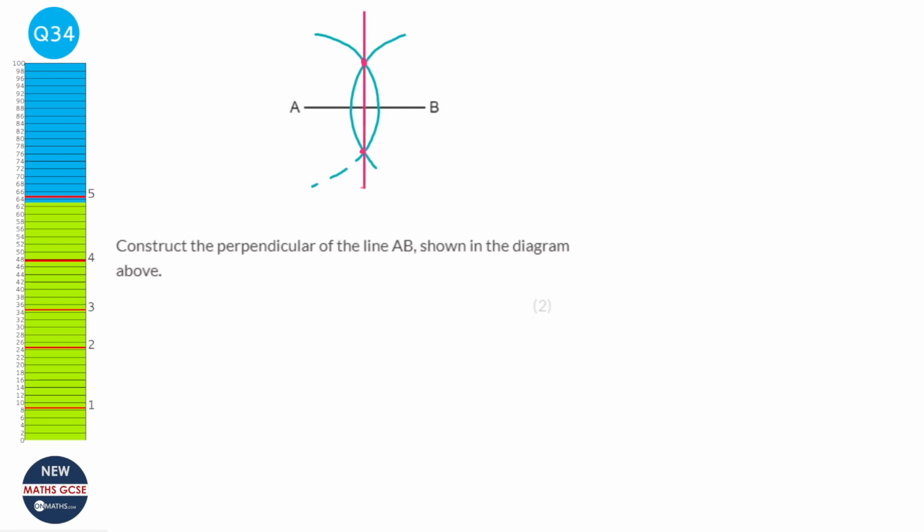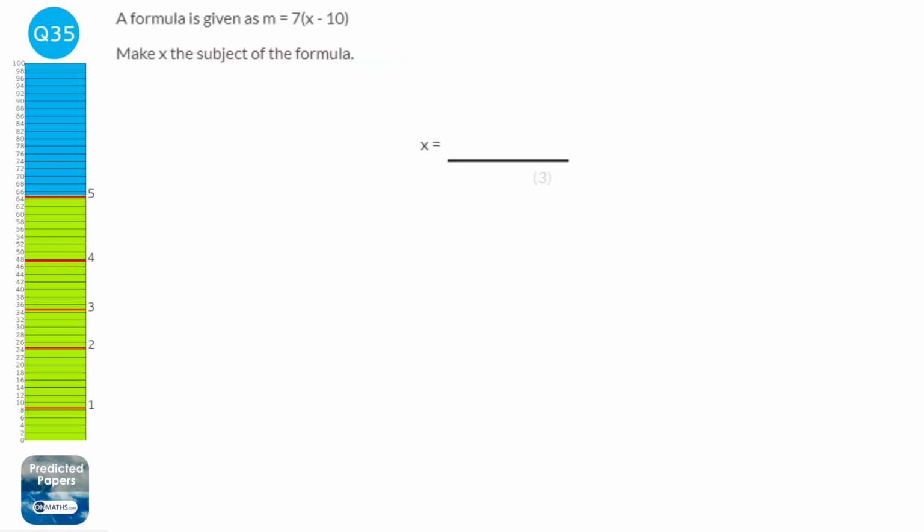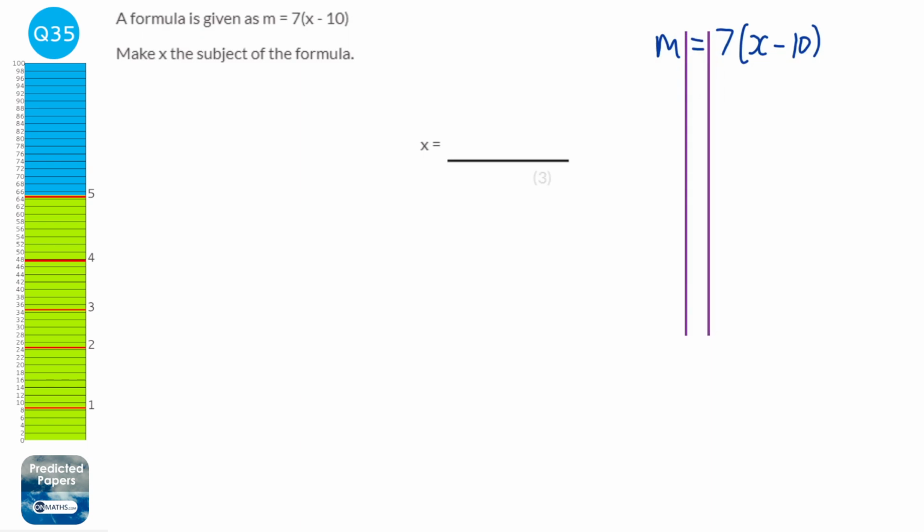Leave your workings out, your arcs, on the page when you do this to make sure you get full marks. So we're going to start just by writing this out. So m equals 7 brackets x minus 10. And we're going to put our solving lines in.